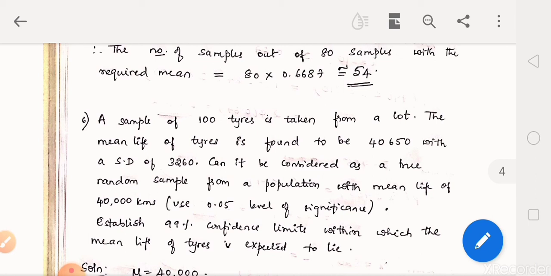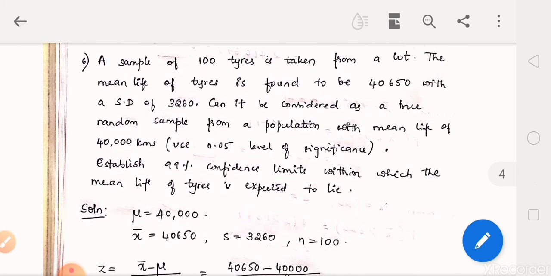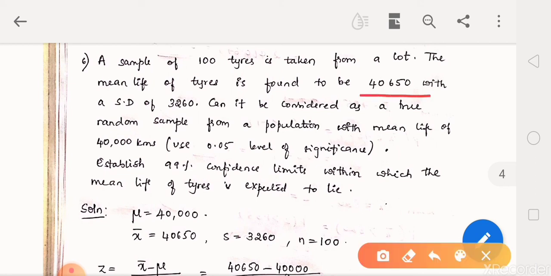So here the sample consists of 100 tires, so n equal to 100. Then the mean life of tires is found to be 40,650 and the standard deviation is also given. So it is the mean and standard deviation for the sample. So take those as x bar and s. Now the population mean is 40,000. It is mu. We have all the required values.